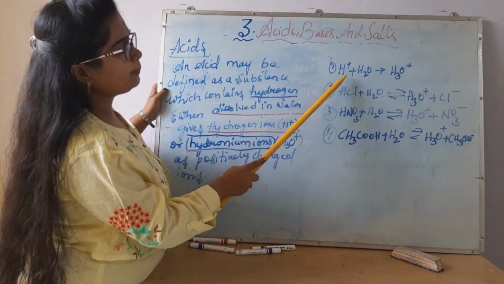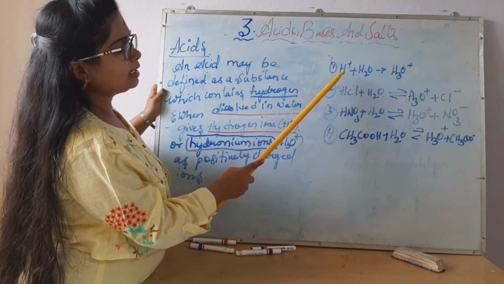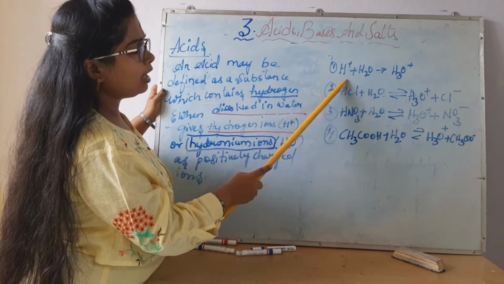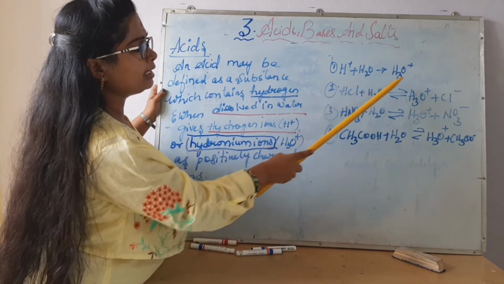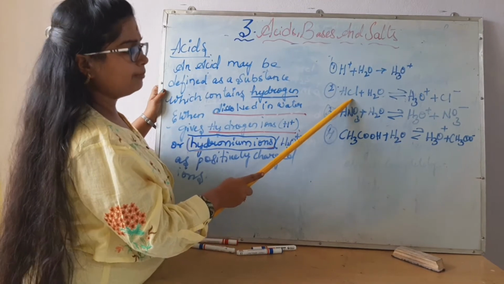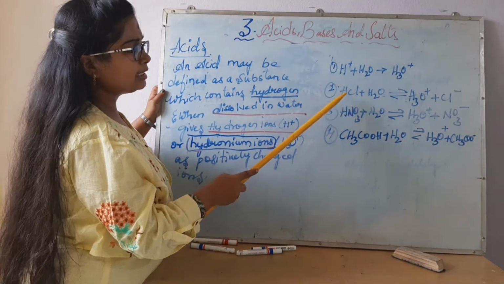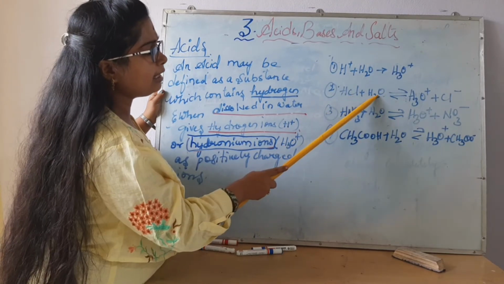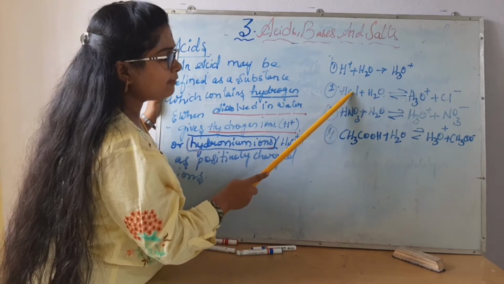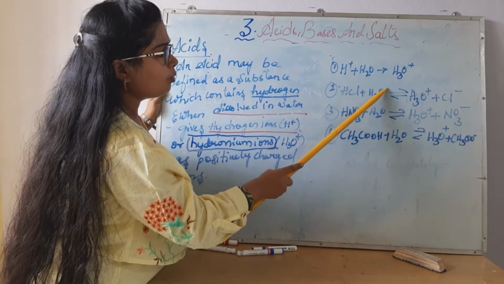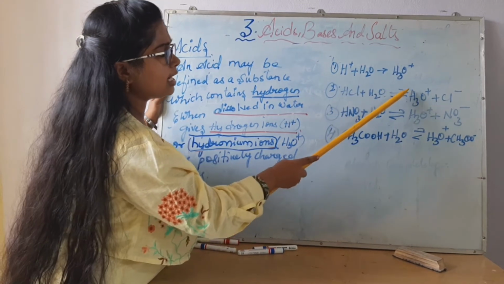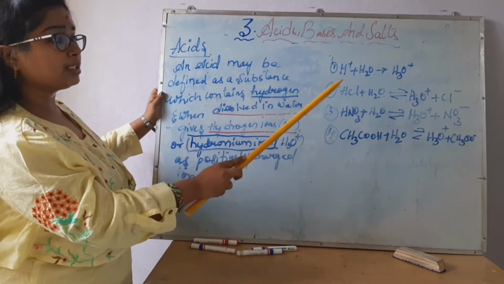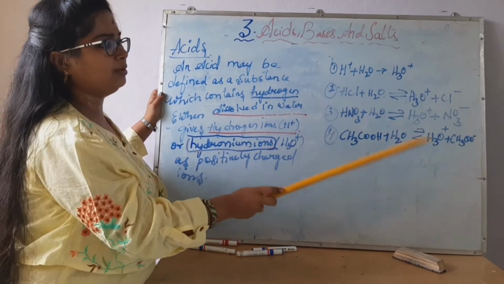See here, H+. Here are some examples. H+ plus H2O. This H will give out one H added to this, isn't it? See here, HCl is a mineral acid, just now we have learned. HCl, hydrochloric acid, plus H2O. When an acid is reacted with water, what is released as a positive charge? Hydronium ions. Positively charged hydronium ions. The Cl will not come here. ClO- will not form.